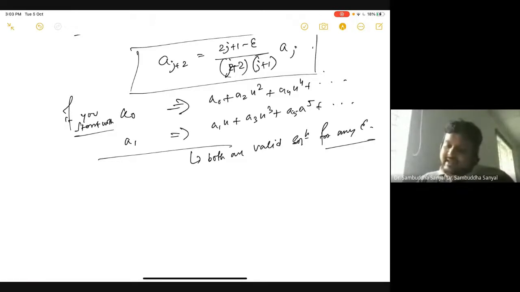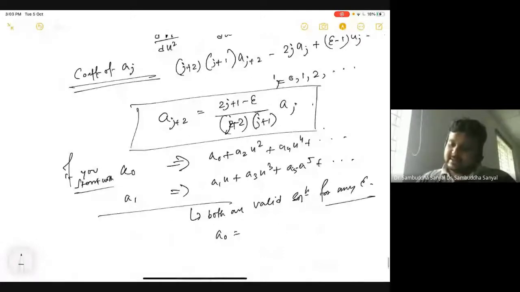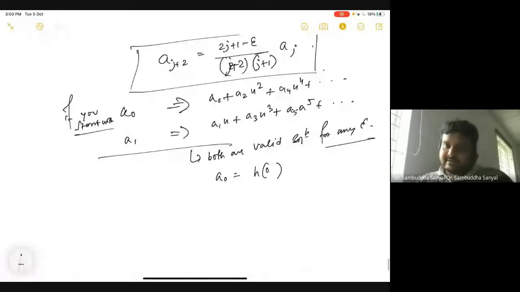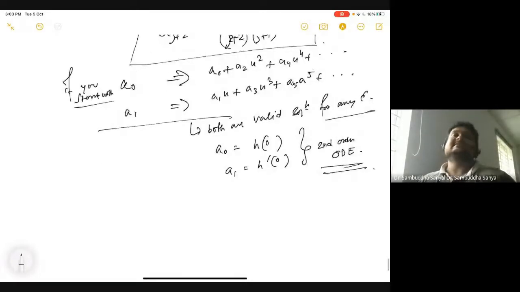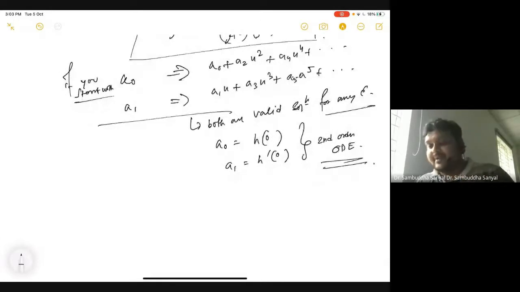If you look at this series, a0 is nothing but h(0) and a1 is nothing but h prime(0). This is a second order differential equation, so you need to know two constants, two boundary conditions, to solve it. Now we will try to argue why h must be a polynomial, from a completely different and more general perspective. Earlier we argued that from a physical point of view. Now we will do a more mathematical one.